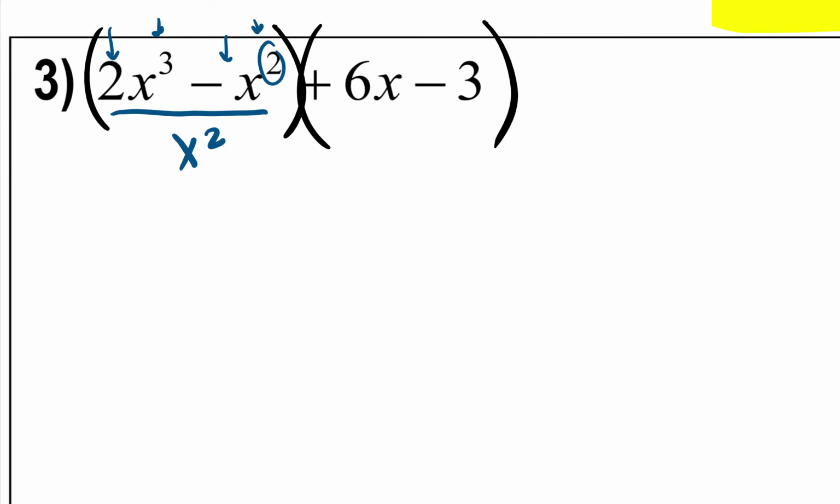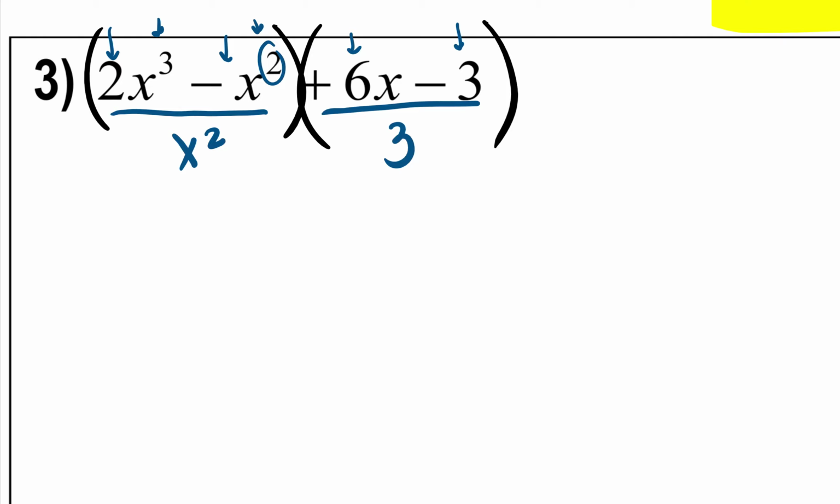Okay? Second one, I have a 6, I have a 3. I can divide both by 3, right? So I'm going to take out a 3. There's no x in both of these, so I can't take out that. That's fine. Alright, so I'm done with that.